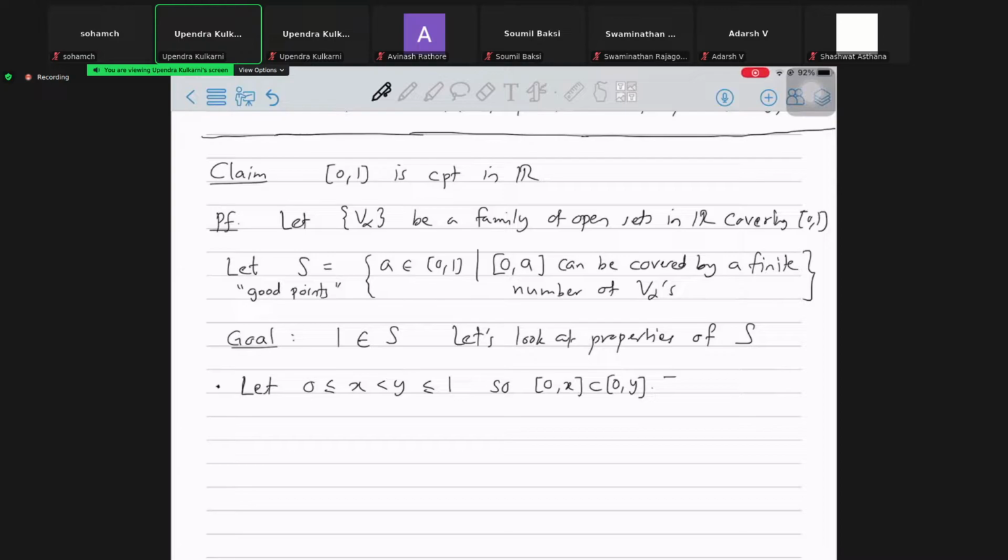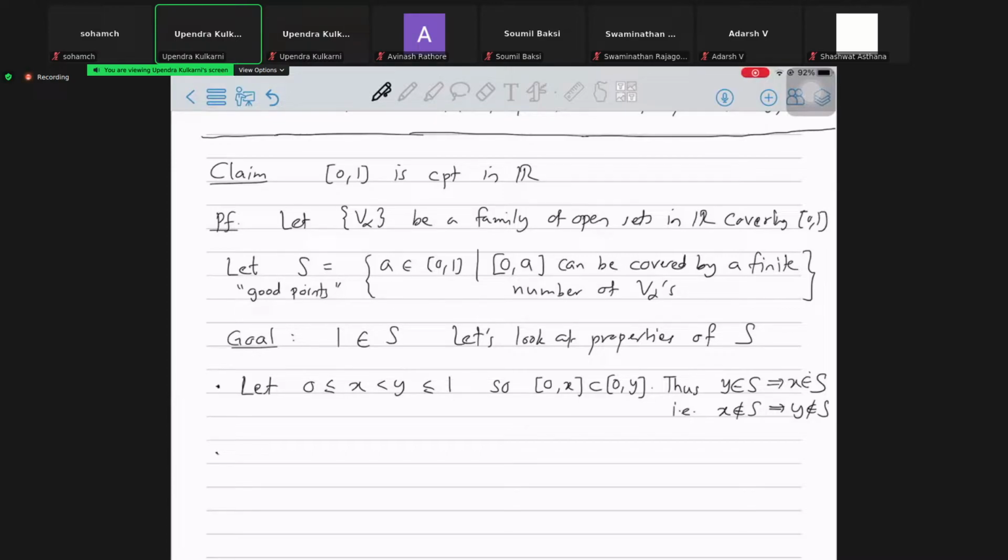Okay. So Y is in S implies X is in S. What's the contrapositive? X not in S implies... So what we are saying is that if some point is not good, then certainly nothing bigger than that can be good, right? Okay. All right, very good.